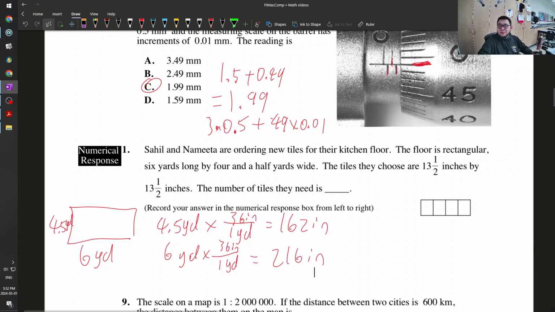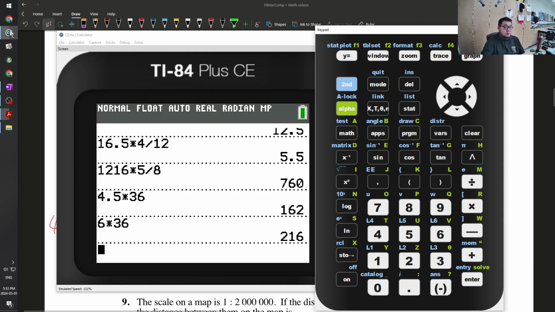So typically you want your floor to look nice. Therefore, you are just going to multiply, so find the area, then divide by the area of the square. So the total area of the rectangle is 162 times 216. And then the total area of each square tile is 13.5 times 13.5. If you ask a person who actually lays tiles, they're not going to do it this way because of all these small pieces of tile you might encounter. But for math, you're going to assume perfect efficiency. So we're going to do it this way.